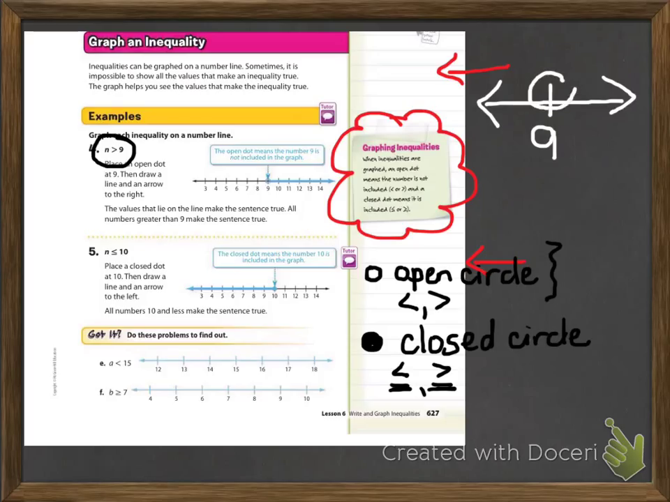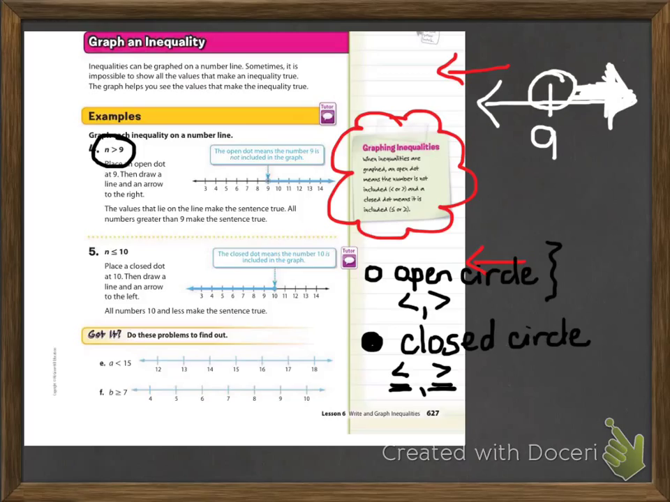So we're going to draw an open circle right there at the 9, like I just did. So that's telling us that we're not including 9 in our solutions. But every other number after that is a possible answer. So that's why we are shading everything that comes to the right of it.